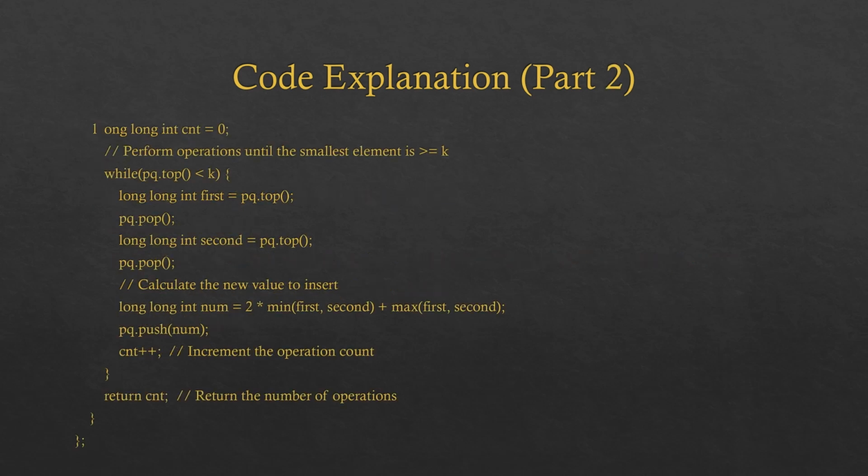In part 2 of the code, we continuously perform the operation until the smallest element in the heap is greater than or equal to k. We extract the two smallest elements, apply the operation, and push the result back into the priority queue. Each time this operation is performed, we increment the operation count. Finally, we return the total number of operations.